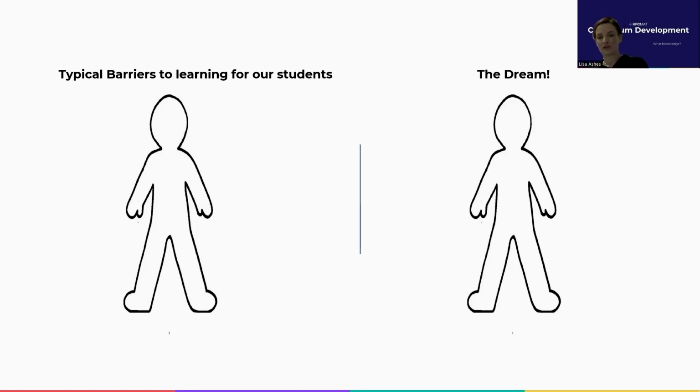You can use just a blank piece of paper to create this. Draw 2 gingerbread men. One of the gingerbread men is the barriers to learning, and the other one is going to be the dream. Let's start with the barriers.